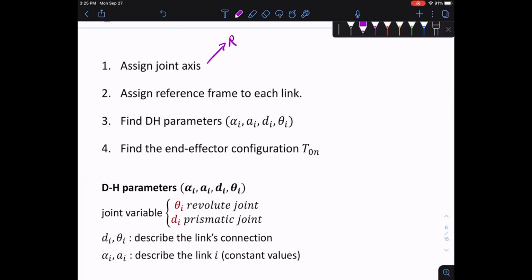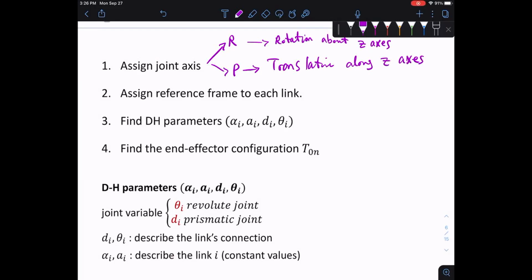So if you have a revolute joint, rotation about Z axis, and if you have prismatic joint, is translation along Z axis. Simply go and draw Z axis. Now that's the Z of that frame that you're currently in. So if you have 6 joints, you will have Z1, Z2, Z3, Z4, Z5, and Z6. You identify the direction. Okay.